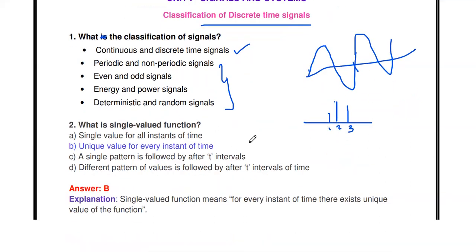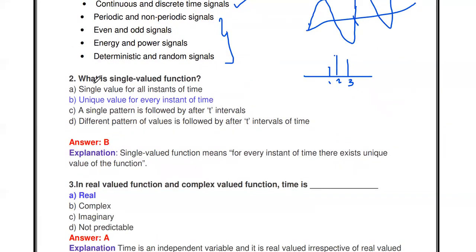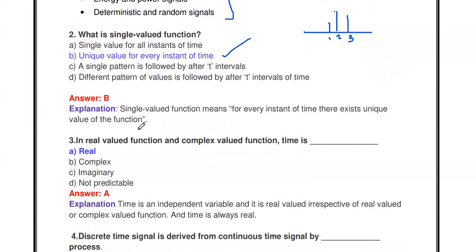So we will see the MCQ question. The second one: what is a single valued function? In maths, you studied single valued functions. A single valued function means a single, unique value for every instant of time, a single pattern followed by it. Four choices are given. A single valued function means that at every instant of time there is a unique value. It is called a single valued function.